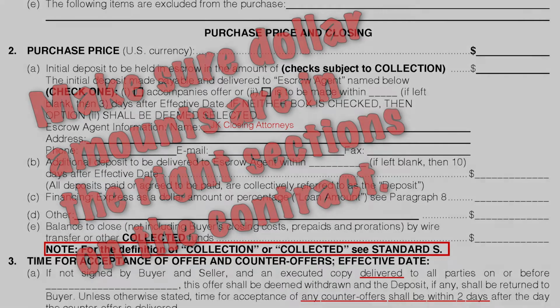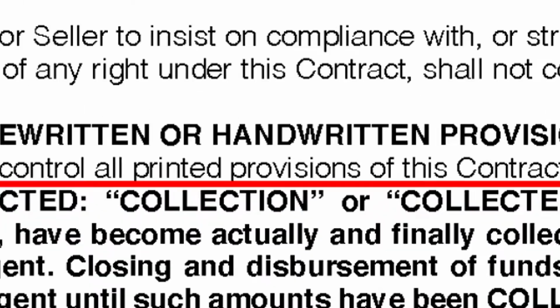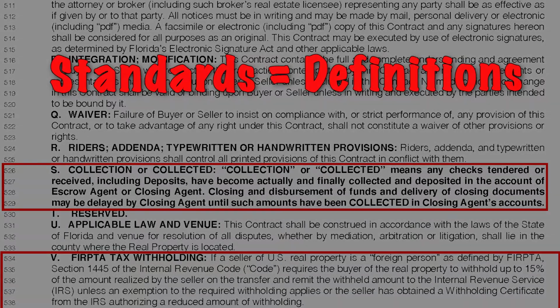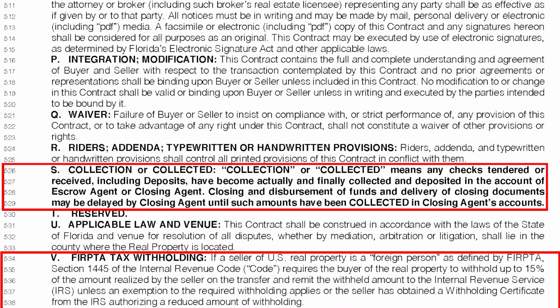I've highlighted the part here where it says note for the definition of collection or collected, see standard S. I'm just gonna jump ahead for a second here. In the back of the contract are all different standards. This is section 18 of the contract, and standards are definitions. So a lot of contracts or statutes may define terms. And the back of this contract has all defined terms, and collected is one of those defined terms.